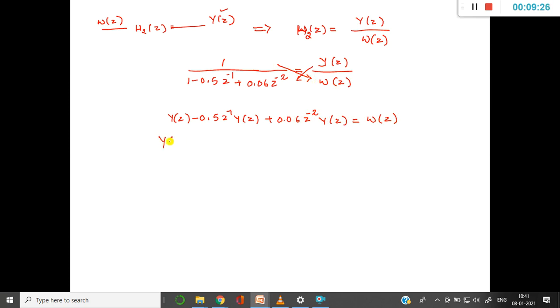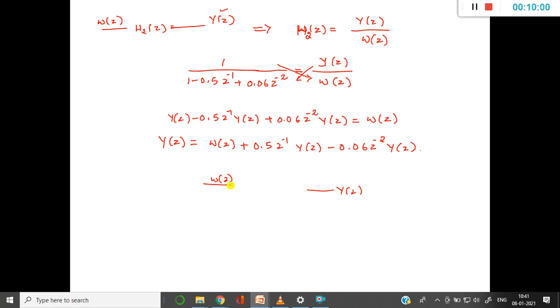Now what is required? Y(z) is required. Y(z) is equal to W(z). So take all the terms from the left hand to the right hand side: plus 0.5 z inverse into Y(z) minus 0.06 z raised to minus 2 into Y(z), right? Now implement this part. How do you implement? Very simple. Input is W(z), intermediate stage, and output is Y(z).